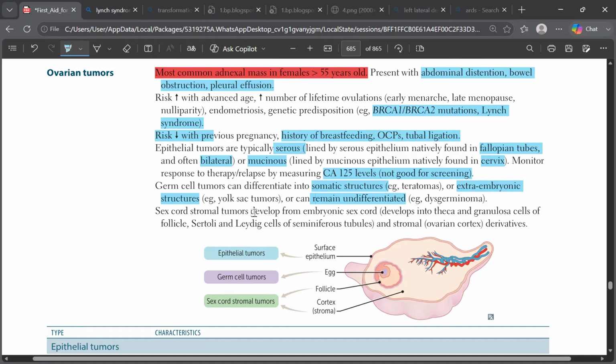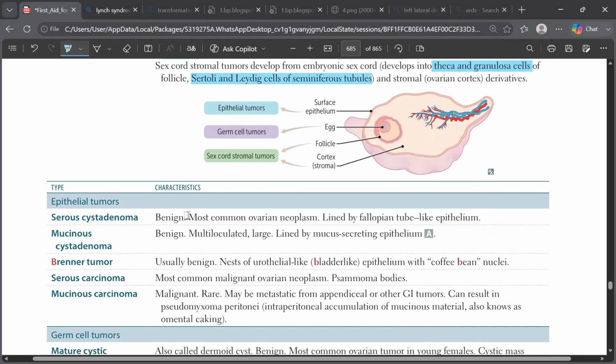Sex cord stromal tumors develop from the embryonic sex cord, which develops into theca and granulosa cells of the follicle, Sertoli and Leydig cells of the seminiferous tubules, and stromal cells, which are ovarian cortex derivatives. So theca and granulosa cells, Sertoli and Leydig cells, and stromal cells are all sex cord stromal tumors.